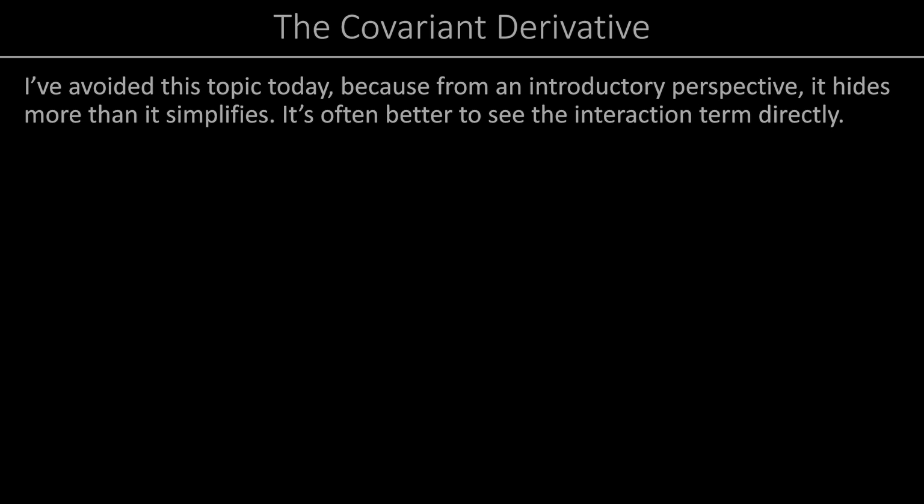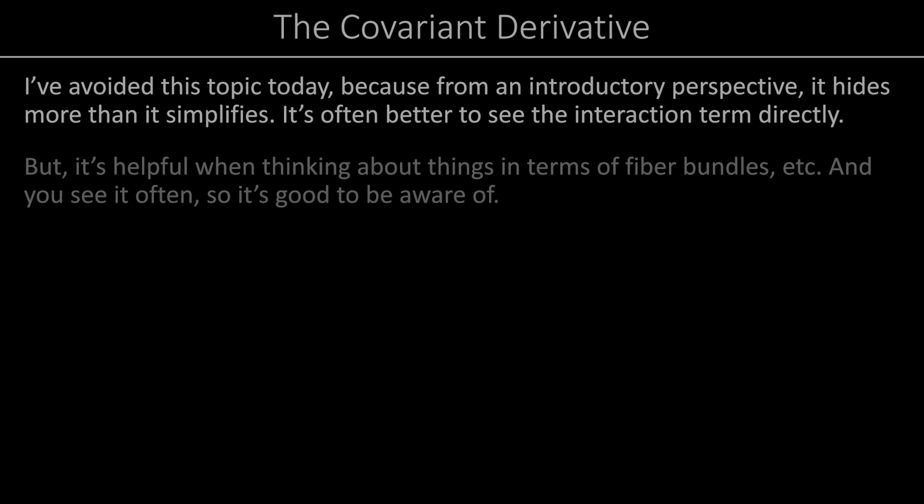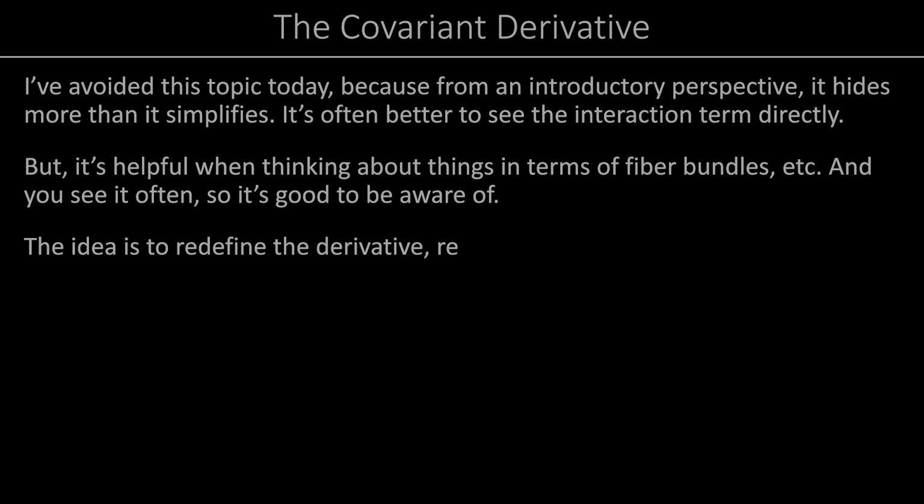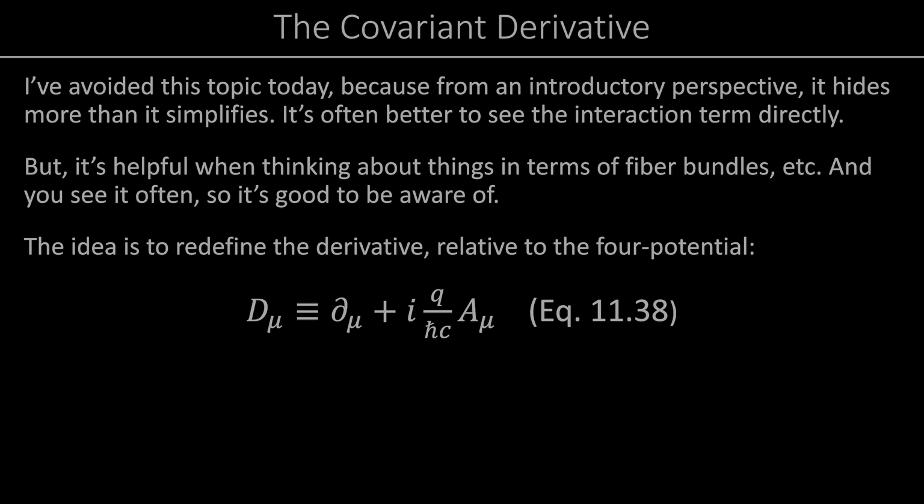And when you're trying to get oriented in all of this and kind of feel your way around and get familiar with stuff, in my opinion, the covariant derivative is kind of a cryptic thing that doesn't give you a ton of benefits until later on, especially if you're thinking in terms of fiber bundles and really getting into it. But at first, it's not super useful in my opinion. Well, anyway, it is something you should be aware of. And the idea is basically just to redefine the derivative operator relative to the 4-potential. So you can say that capital D_mu is just going to be partial_mu plus i times q over h-bar c, A_mu.